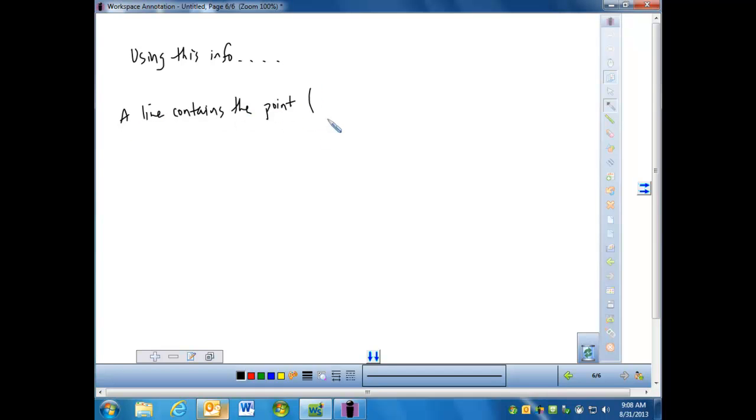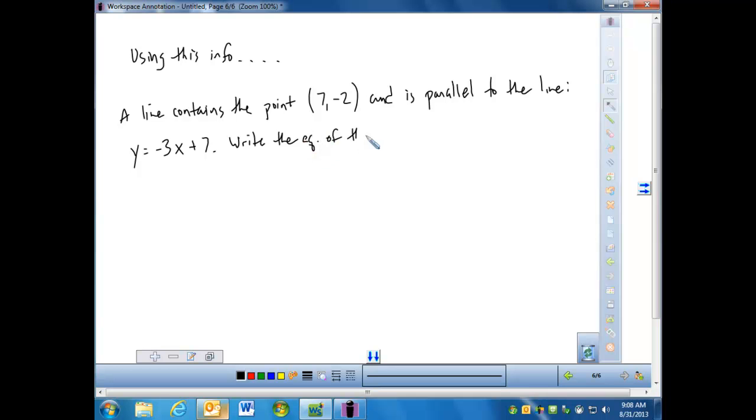But a line contains the point 7, negative 2. And I also will tell you that it's parallel to the line, let's see here, how about y equals negative 3x plus 7. And I want you to write the equation of our new line. So again, let's go back to what we said earlier in our video. What are the two things that you need for your new line? You need slope and you need y-intercept. Again, feel free to stop this and find those before I do it for you.